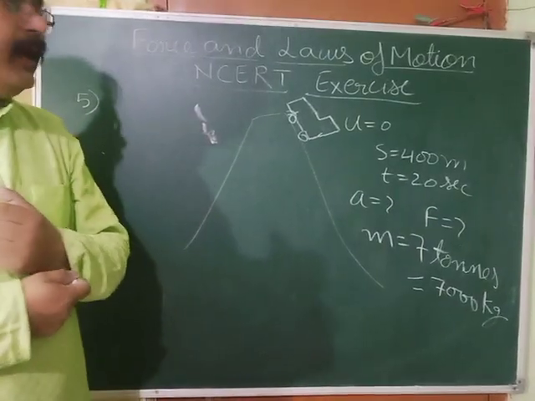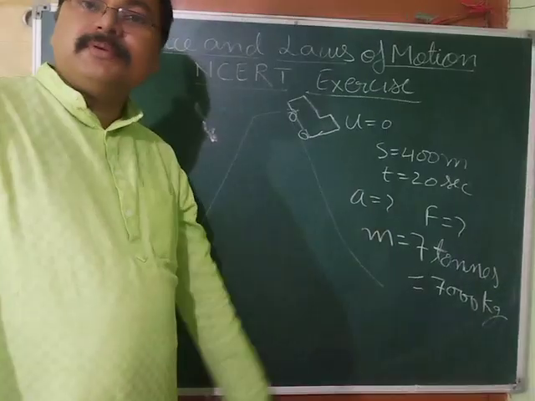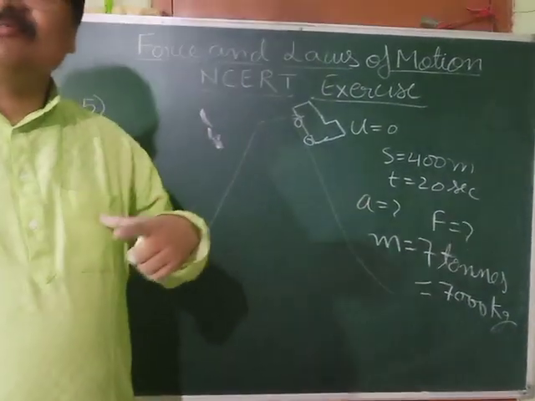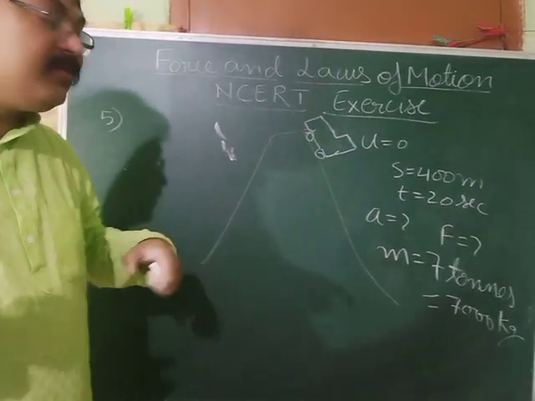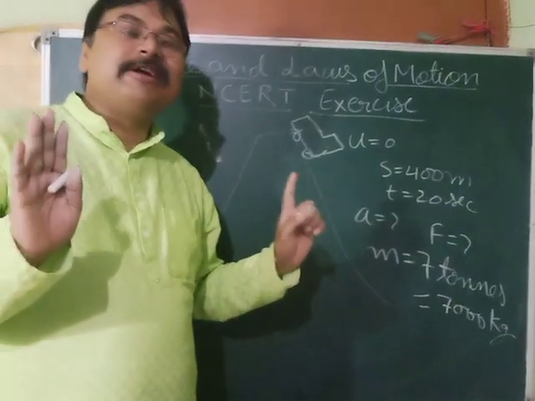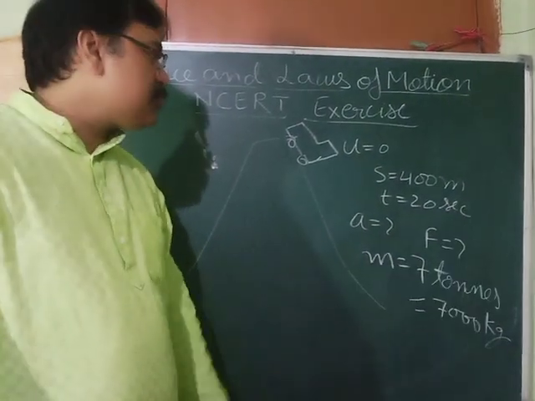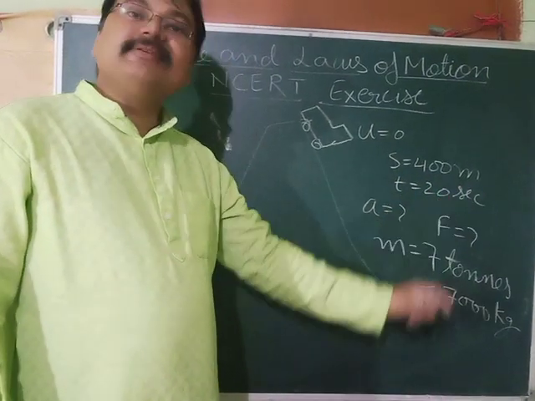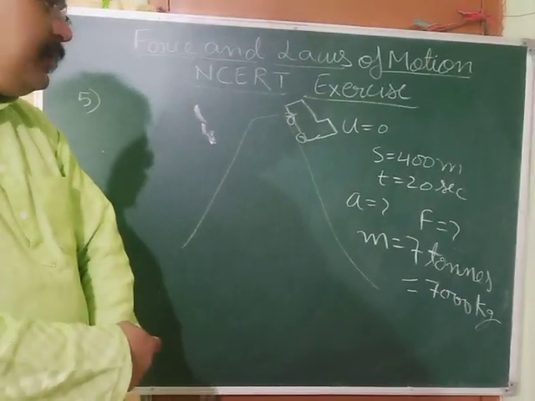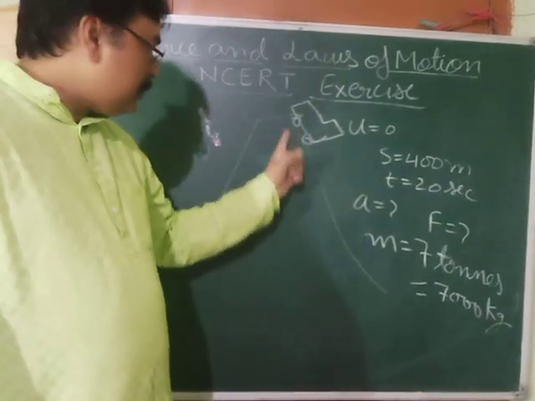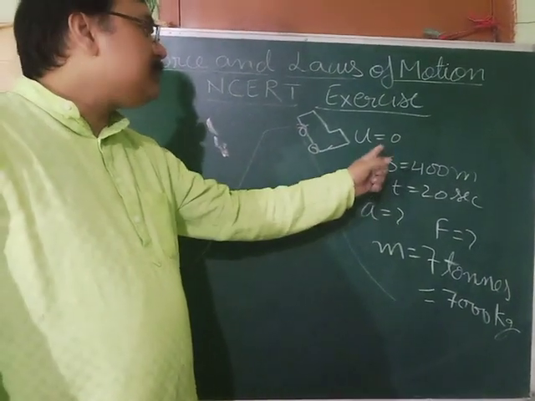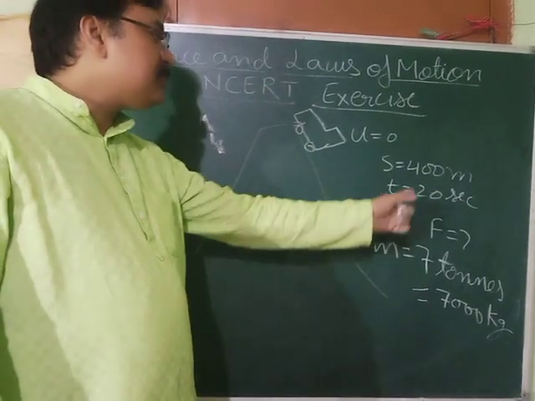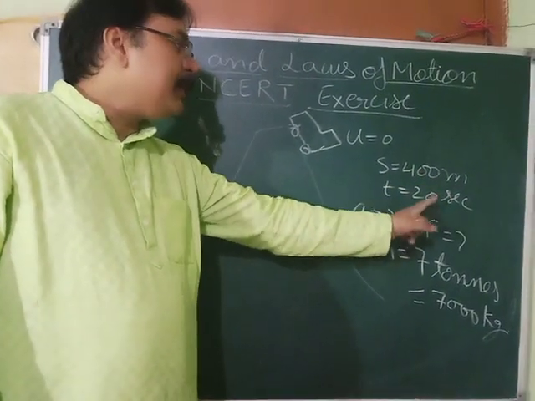Then it starts rolling down, and when it is rolling down, it is moving with constant acceleration. But the acceleration is not given. It is given that it is going to roll down with a constant acceleration, and it covers 400 meters in 20 seconds. The truck is on the slant of the hill. Its initial velocity is 0, and it rolls down with constant acceleration such that it covers 400 meters in 20 seconds.